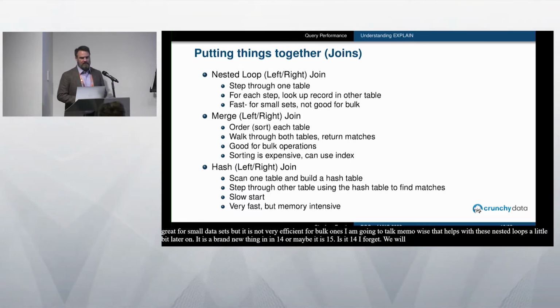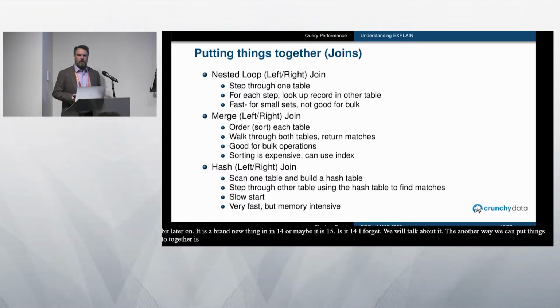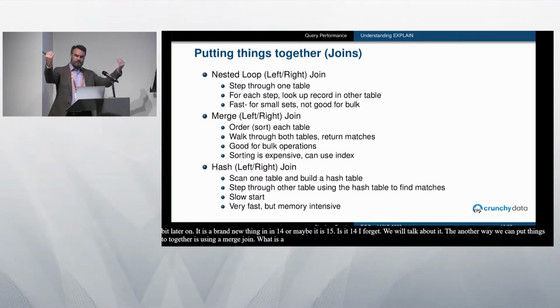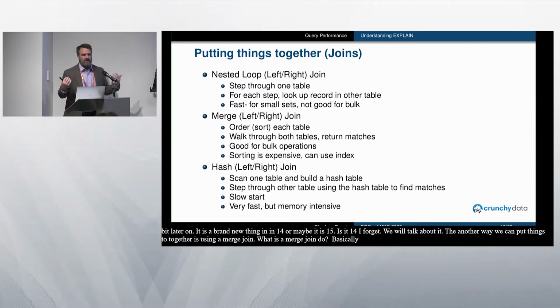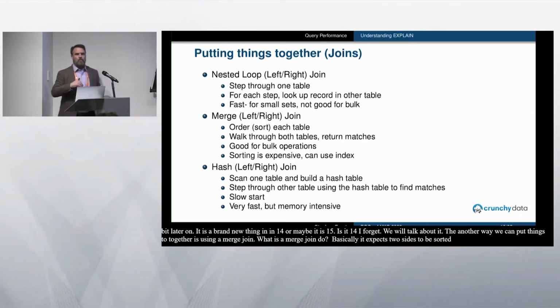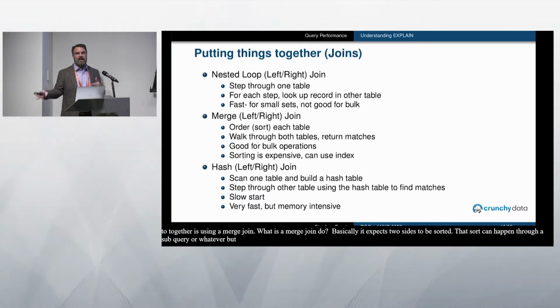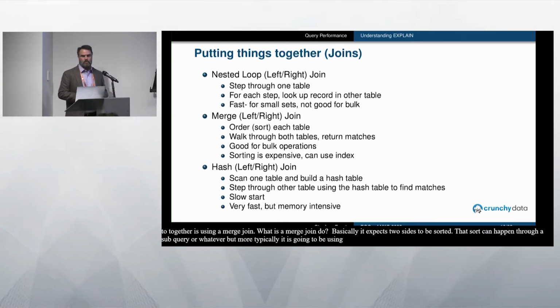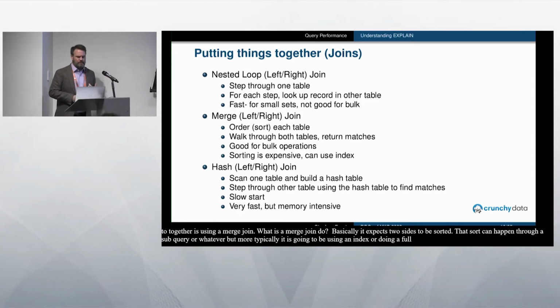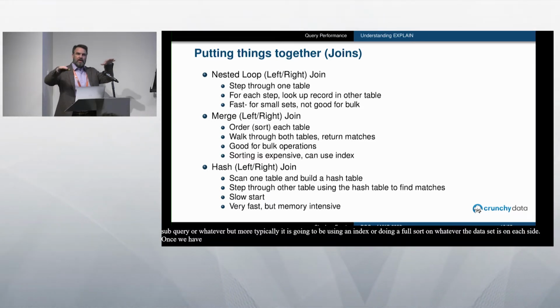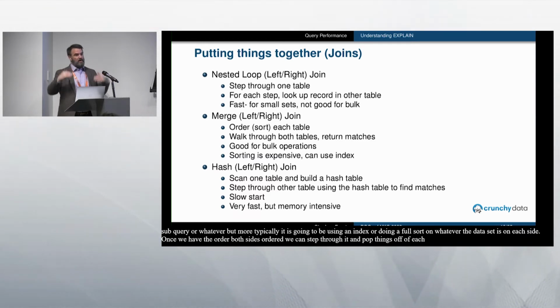Another way that we can put things together to implement joins is using a merge join. What does a merge join do? Basically, it expects two sides to be sorted. Now that sort can either happen through a subquery or whatever, but more typically it's going to be using either an index or doing a full sort on whatever the data set is on each side. And once we have both sides ordered, then we can step through it and pop things off of each stack. When we find a match, we're good. Otherwise, we keep going.